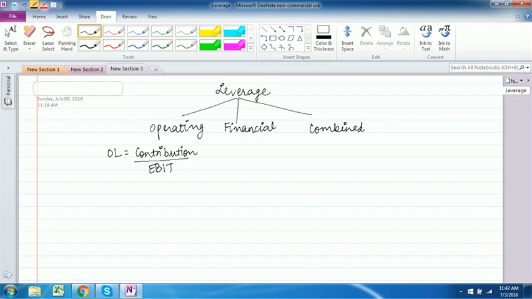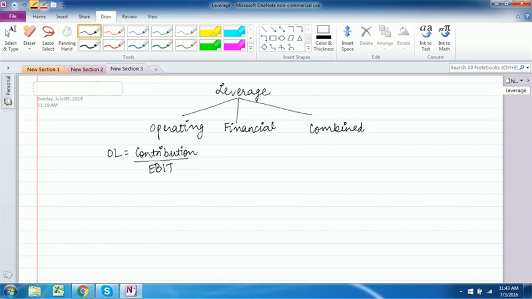Operating leverage is when a change in sales produces a greater change in earning before interest and tax. It is the use of assets for which a company pays a fixed cost. It is called operating leverage. Right. What is degree of operating leverage? It is the firm's ability to use fixed operating cost in order to magnify the effect of changes in sales on its earning before interest and tax.